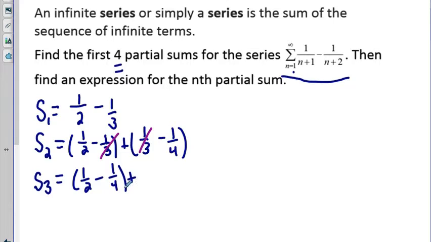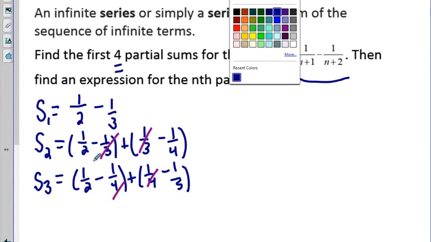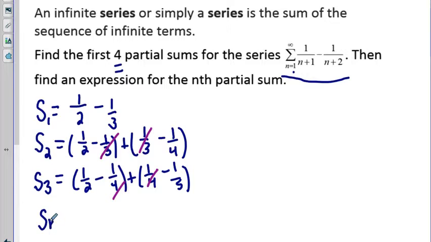Okay, so I have a half minus a fourth. My next term then is a fourth minus a fifth. And my fourths cancel. And now my fourth partial sum is a half minus a fifth plus a fifth minus a sixth.